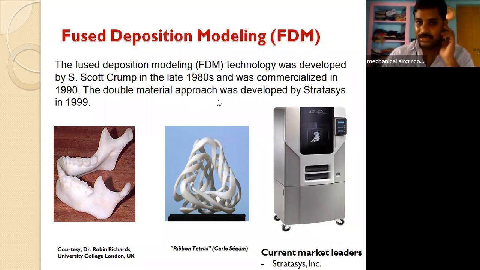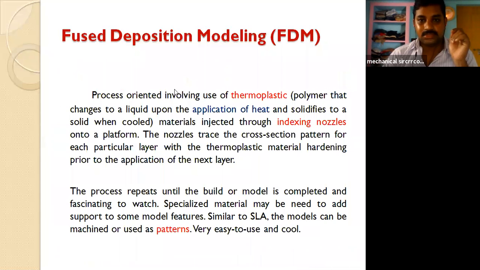So the double material approach was applied by Stratasys. Actually, it started making objects for the industries in 1999. So these are the different objects made by this particular company. See, teeth restoration. This is the component related to teeth restoration. So this is one of the complex elements. We can't give an exact application, but it is one of the complex applications visible here.